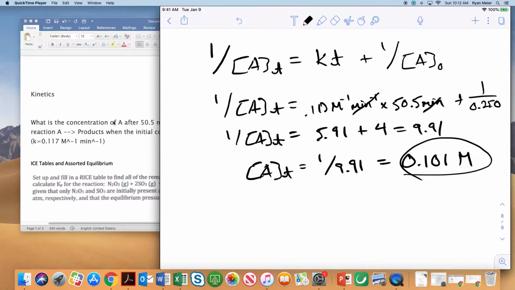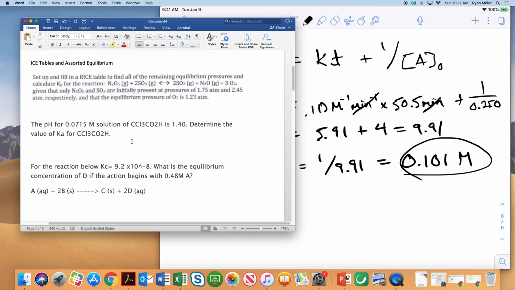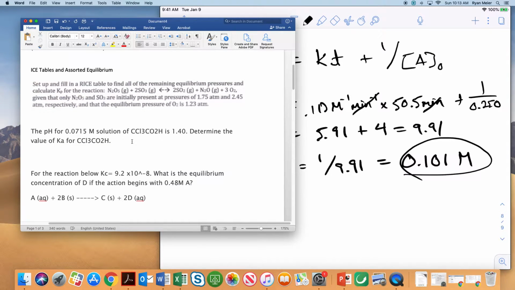Now, I did have a number of questions about ice tables and assorted equilibrium type problems. So I have a handful here that I'll work through. A couple of these are ones from class previously too. But let's take a look at this first one here. So set up and fill out an ice table, find all the remaining equilibrium pressures, and calculate Kp for the reaction, given some starting information for this large reaction.